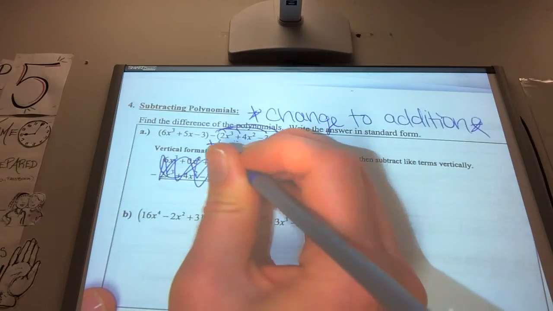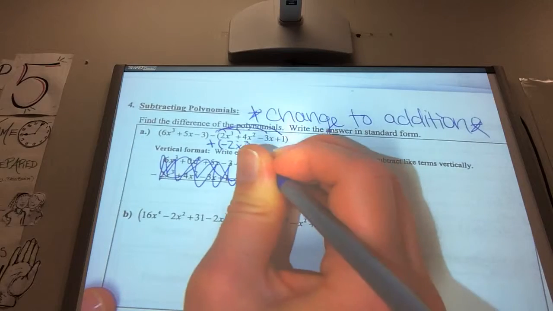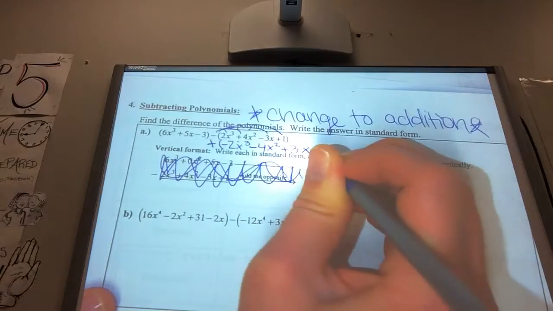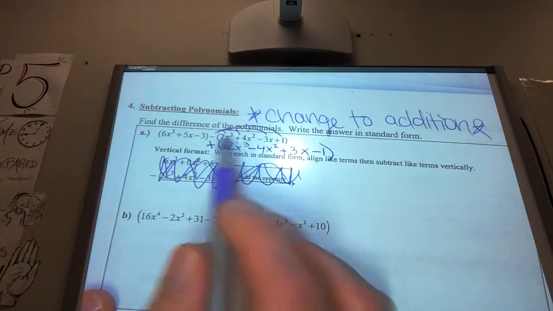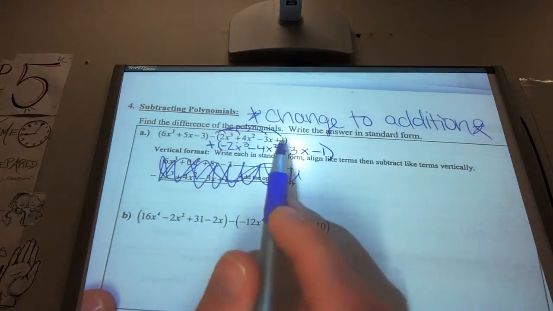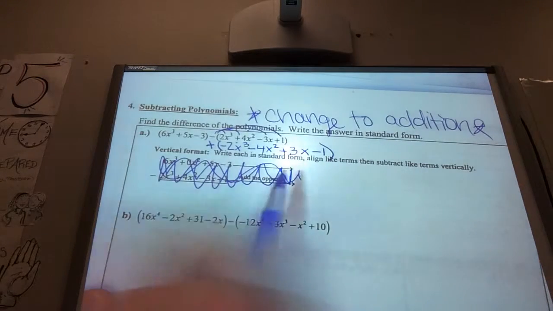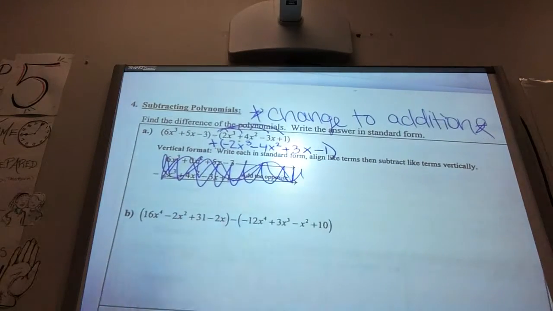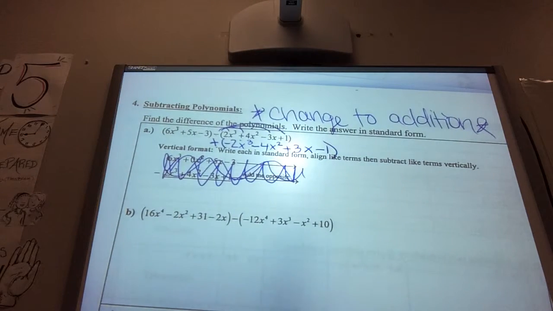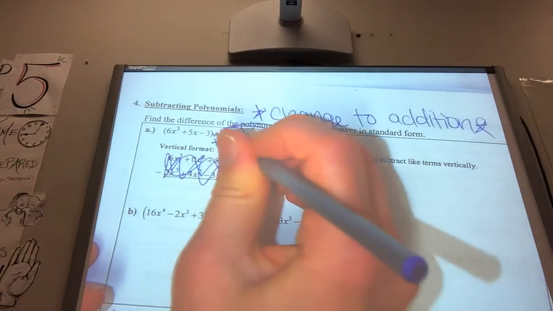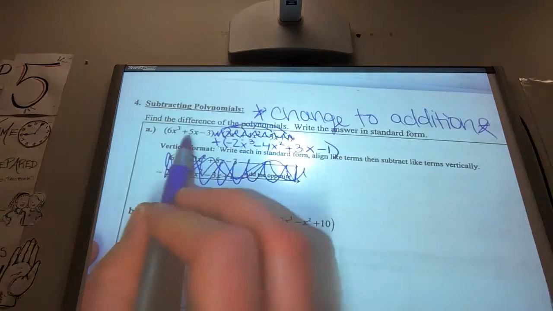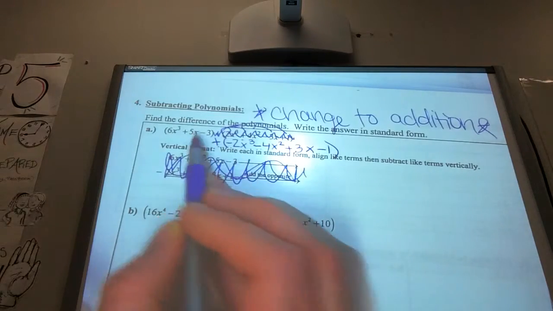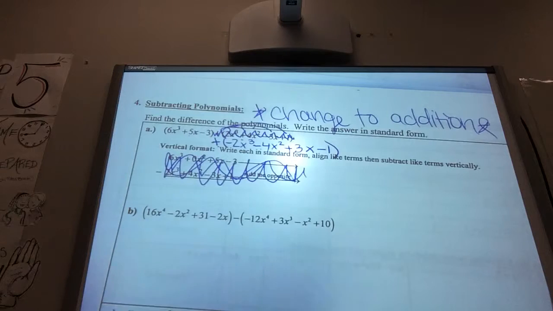And if I do that, I can change it to addition and just change all of my signs. So really I'm adding negative 2x cubed, negative 4x squared, positive 3x, negative 1. So all I'm doing is distributing the negative, changing it to an addition problem. So if it's an addition problem, we can do exactly what we just did. So I don't even need to look at that term up above anymore. This is now my new problem. I'm adding this term to that term. So exactly what we just did.